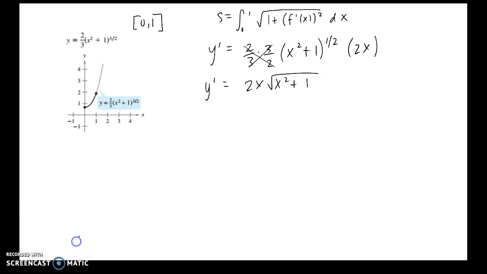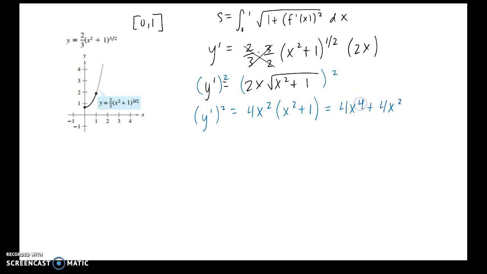Next step, we square the derivative. Okay, so y prime squared would be 4x squared times x squared plus 1. Remember to square every piece of the derivative. All right, so let's distribute that. 4x to the 4th plus 4x squared. And then our last step, we add 1 to the expression that we got from squaring the derivative.